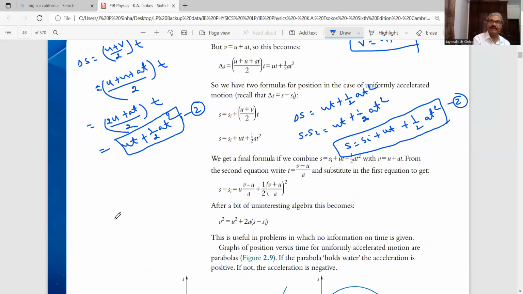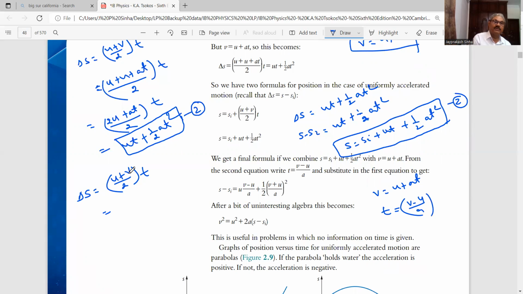See, we already know that delta s is equal to u plus v by 2 into t. And now we already know that from the first equation of motion, v is equal to u plus at. We can write t in form of v and u, means t is equal to v minus u upon a. Yes, we can write.